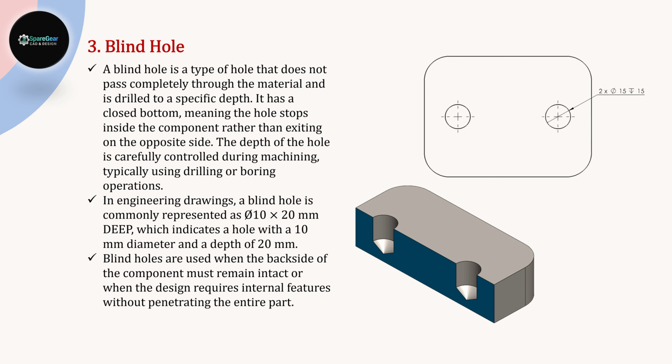A blind hole is a hole that does not pass completely through the component. Instead, the hole stops inside the material at a specified depth. Blind holes are commonly used when the backside of a component must remain closed. They are widely used for threaded fasteners, mounting screws, and machine housings. Many components, such as engine blocks and mechanical frames, contain blind holes for fastening purposes.